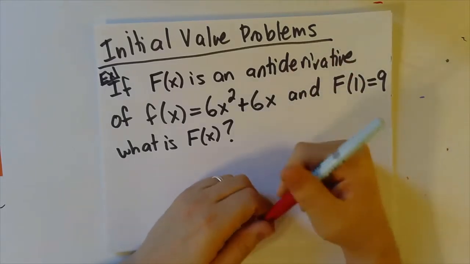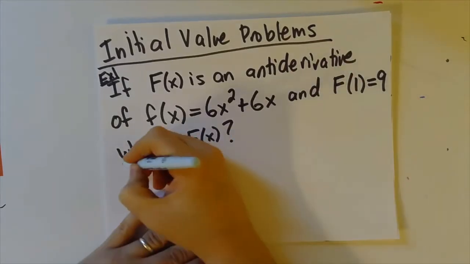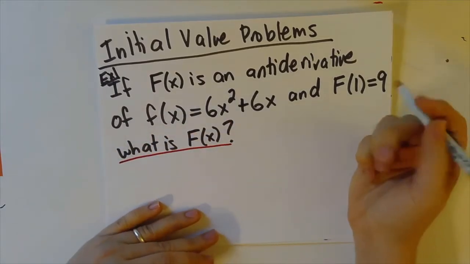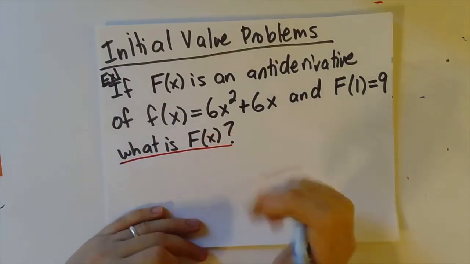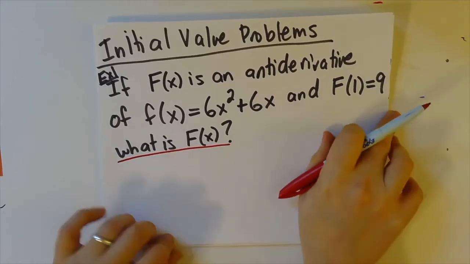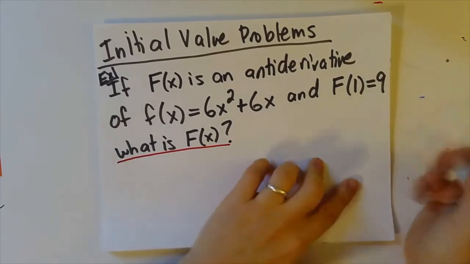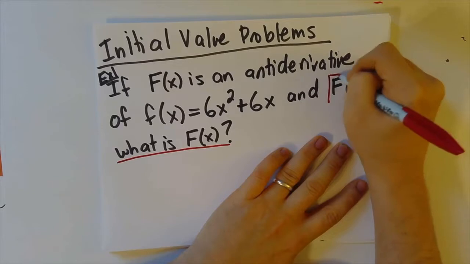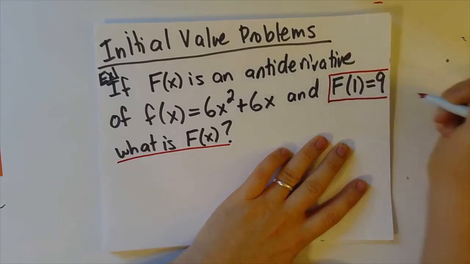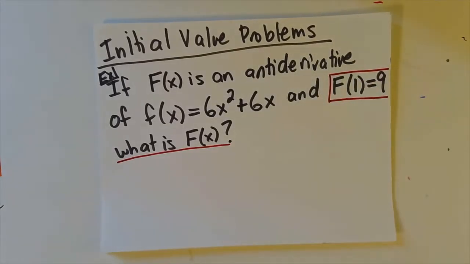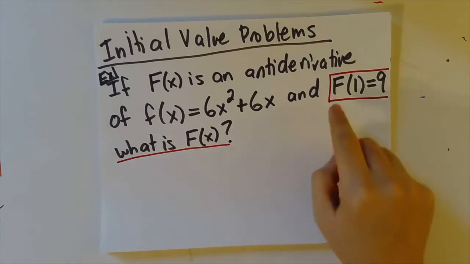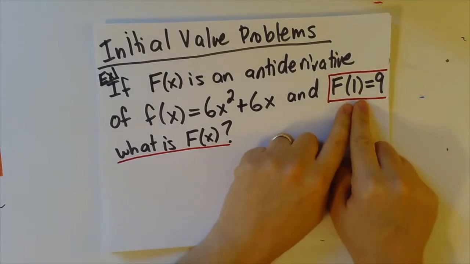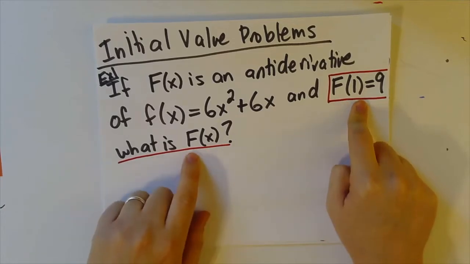Okay? And so in order for us to ask this question, what is F of x, definitively, implying there's only one answer, I need to give you an additional piece of information. And so that additional piece of information, in this case, is this F of 1 is equal to 9. And that extra piece of information is called an initial value or an initial condition. And so we're going to use this extra piece of information to figure out what F exactly is.